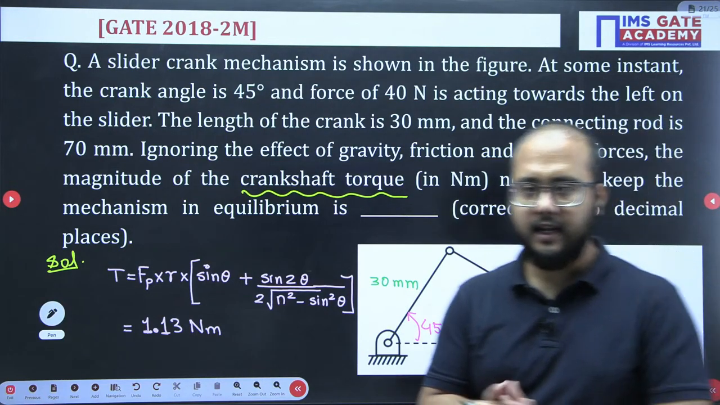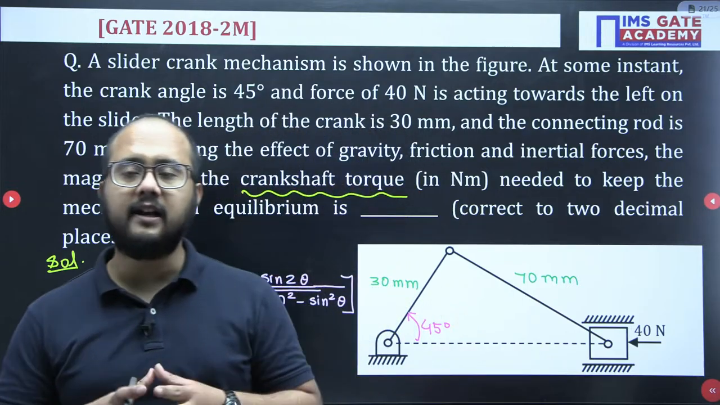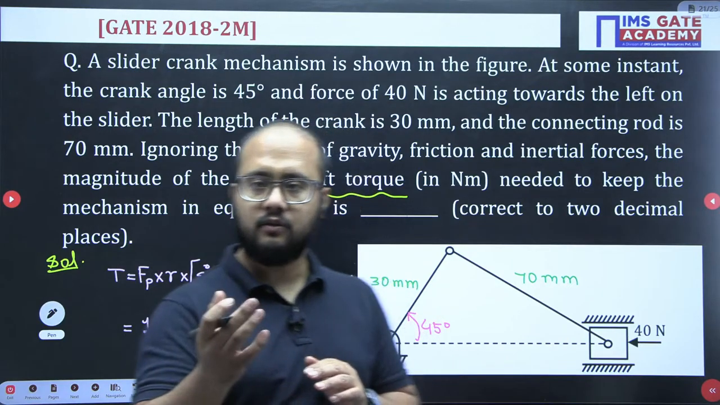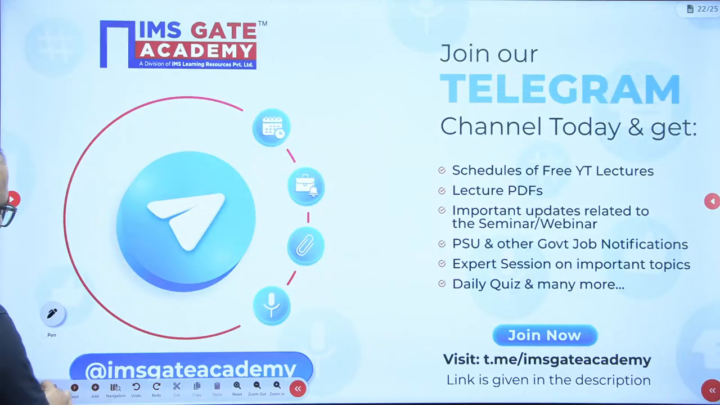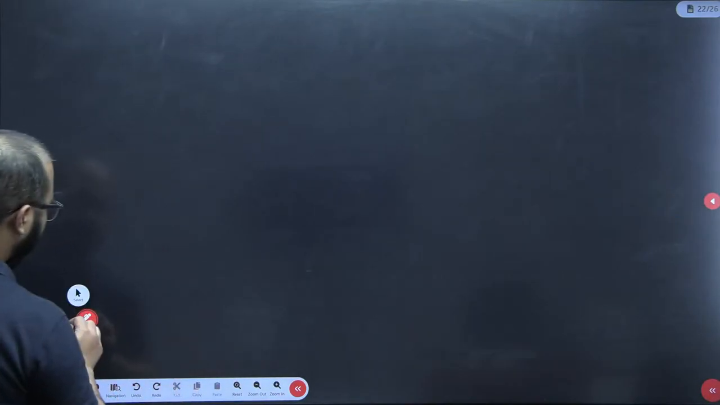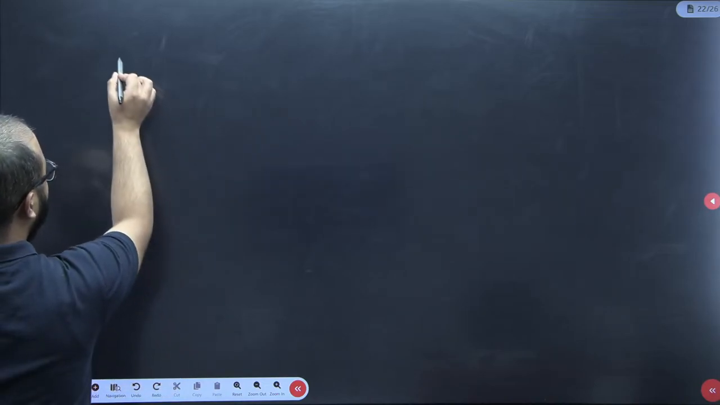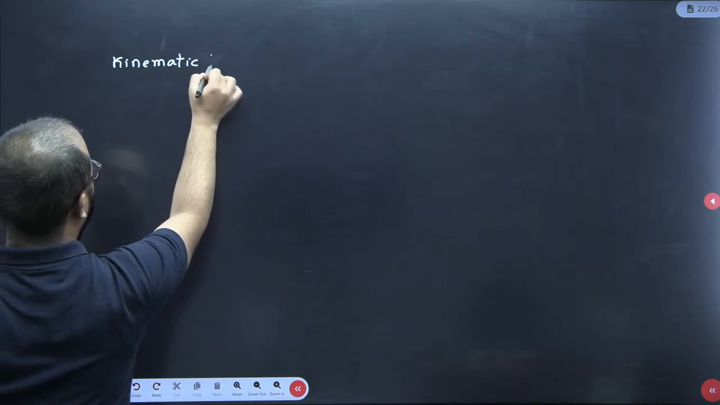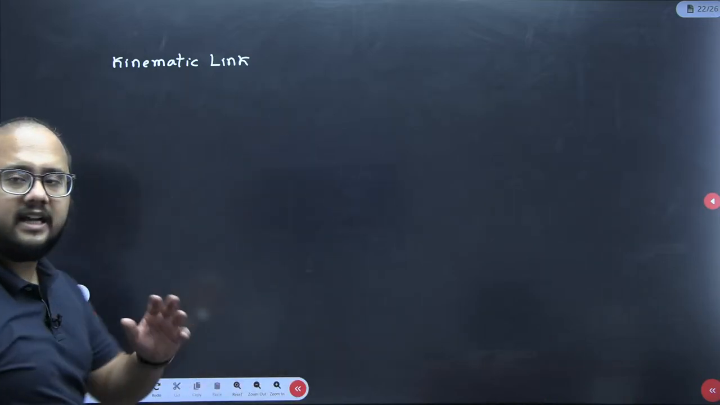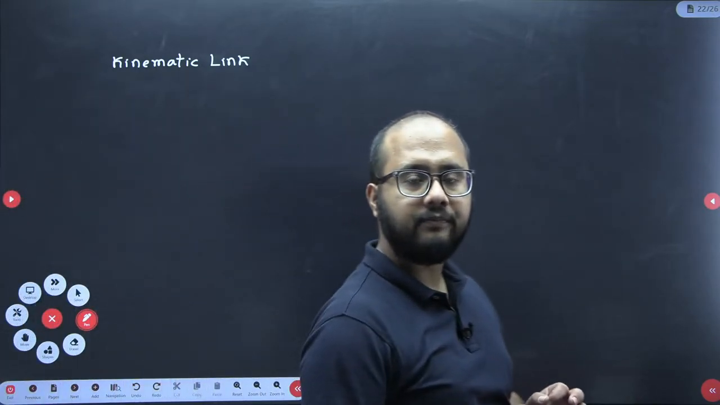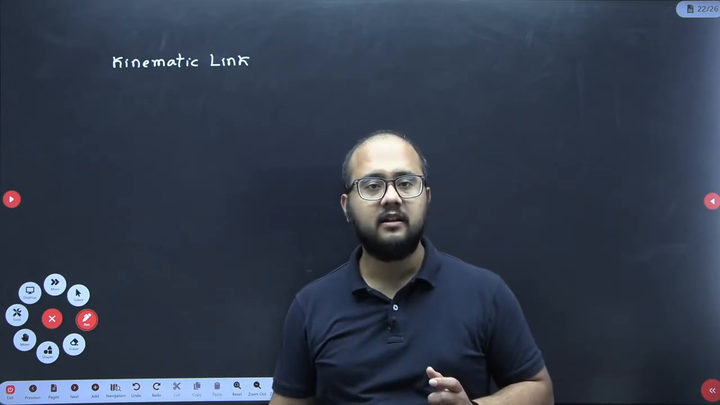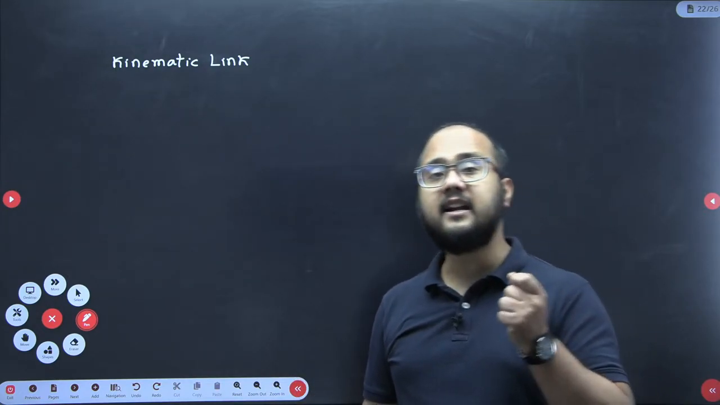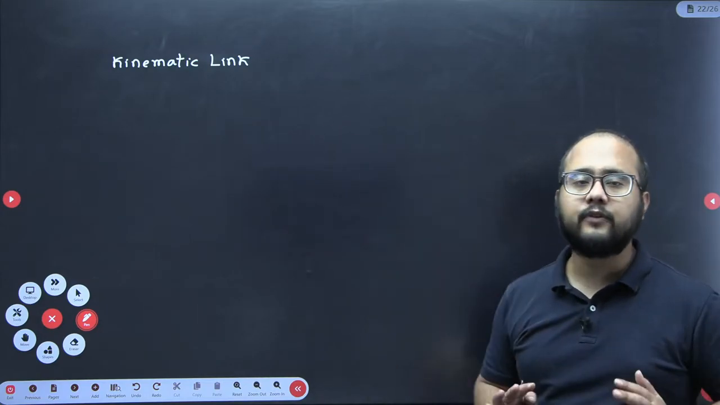Done, everyone? Okay. So, with this particular lecture, we have almost completed our first chapter of simple mechanism, right? So, let me give you all the basic details that we have discussed here, guys. See, we have started with the kinematic link. What is a kinematic link? Different types of kinematic links we have discussed. What are the characteristics of the kinematic link? All those points we have discussed: relative motion, and it has to be a resistant body. Those are the characteristics of a kinematic link.